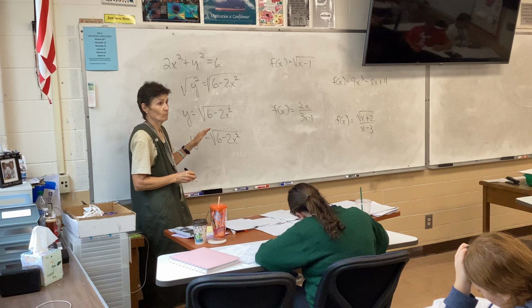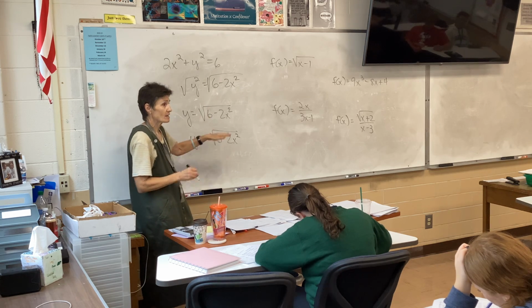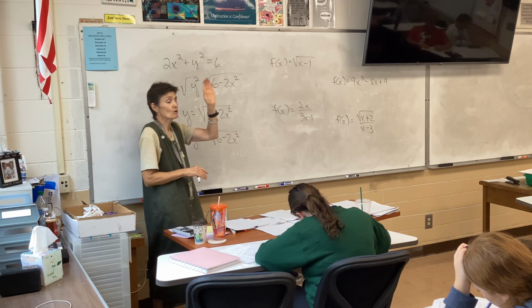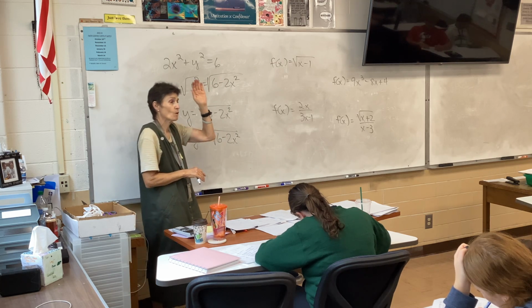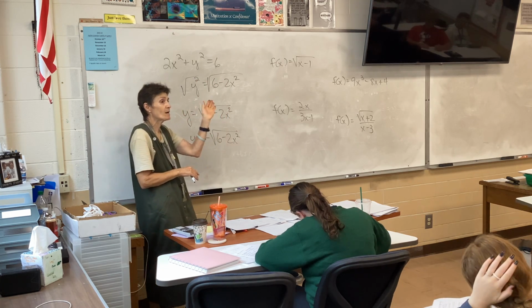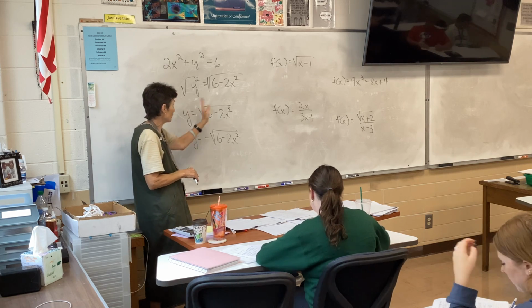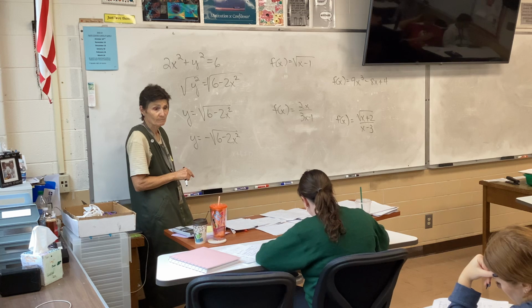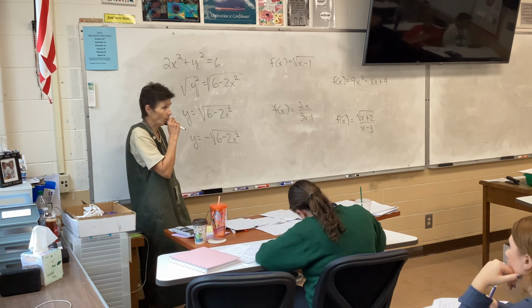Y equals negative square root of 6 minus 2x squared. Anything you do beyond this will be wrong. There's no i's, there's no simplifying it, there's no factoring it, there's no nothing. You just square root both sides and that is the answer. Okay?